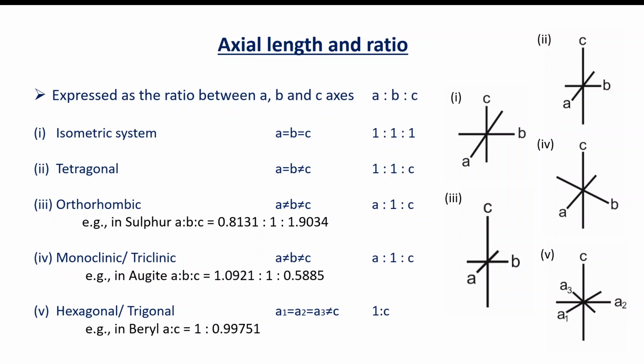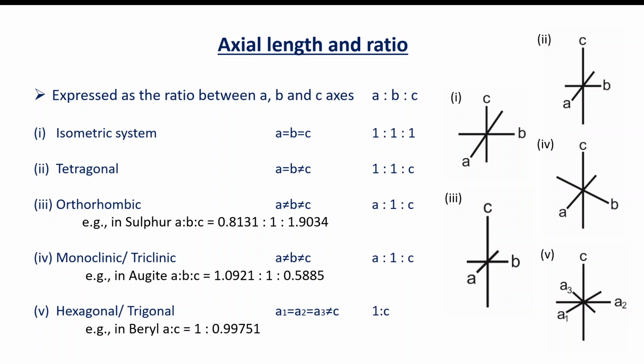Again, there are two other crystal systems, monoclinic crystals and triclinic crystals. In those, again, the axial lengths are not equal to one another. So, the axial ratio for these two crystals, monoclinic and triclinic, will also be A:1:C. For the final two, hexagonal and trigonal, one of the best examples of hexagonal crystal is quartz as well as beryl.